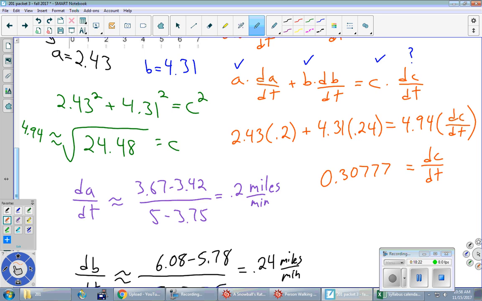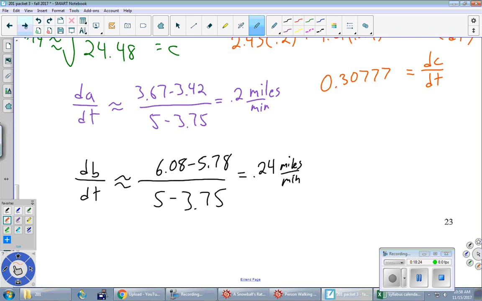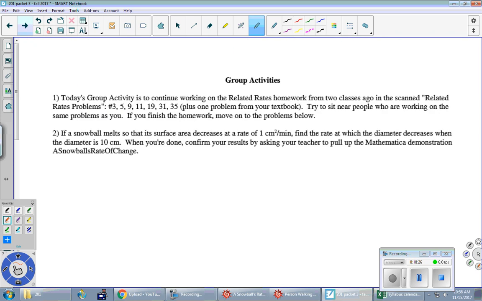Okay. All right, so on the next page, this is just a repeat of what I said. You are going to continue to do the homework. Some of you are in very different places on the homework, so try to sit near people who are working on the same problems as you, okay? You don't necessarily have to stay at your table.